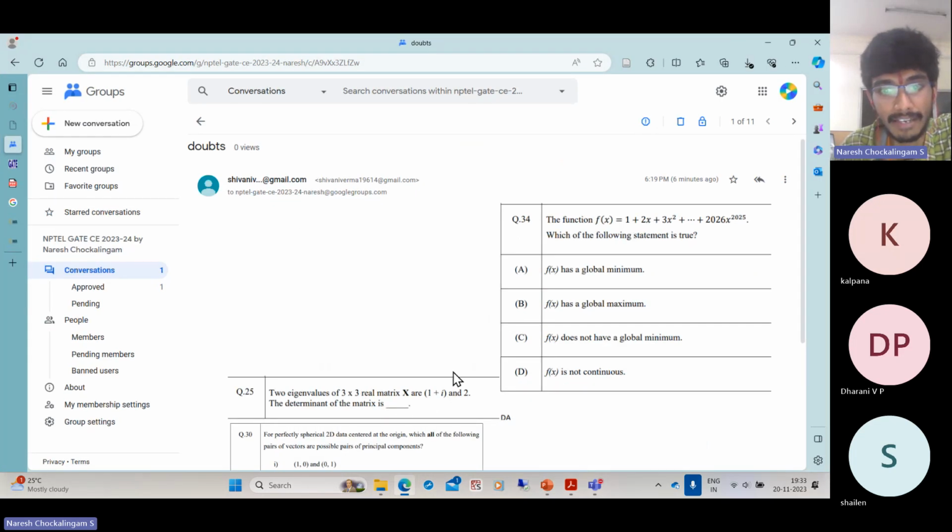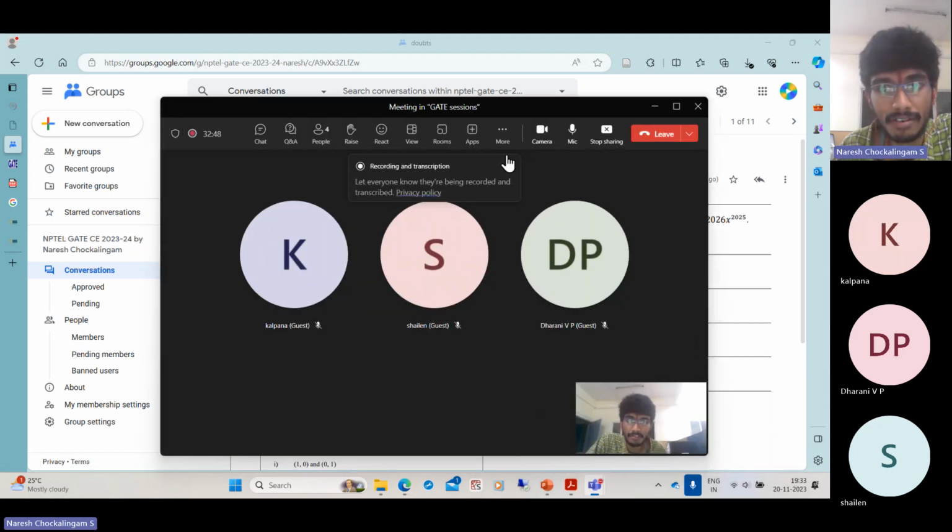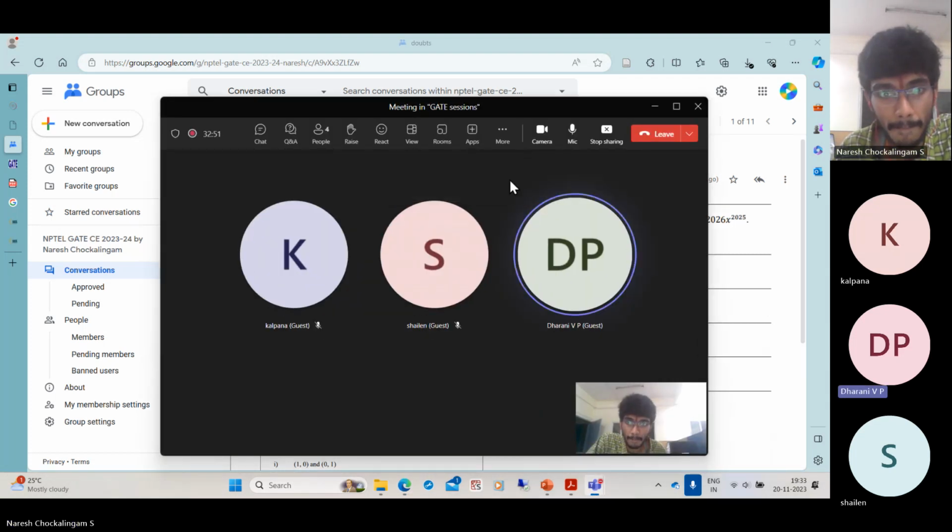So 1 plus I into 1 minus I is 2, and multiplied by 2 is 4. So this you can remember. So is that okay? Does it solve your doubt? Yes, sir.